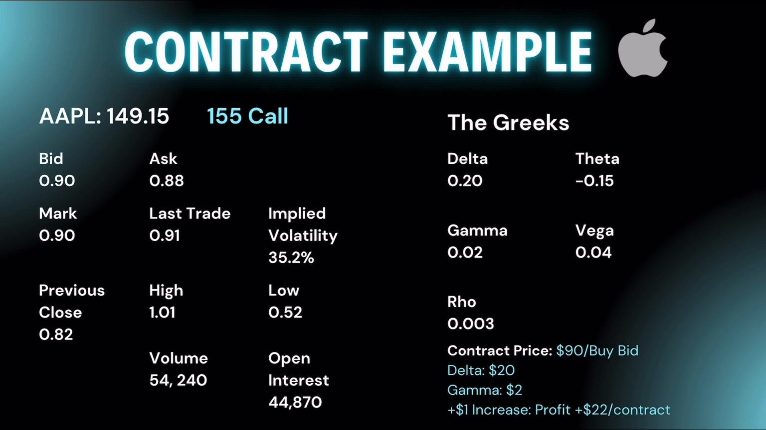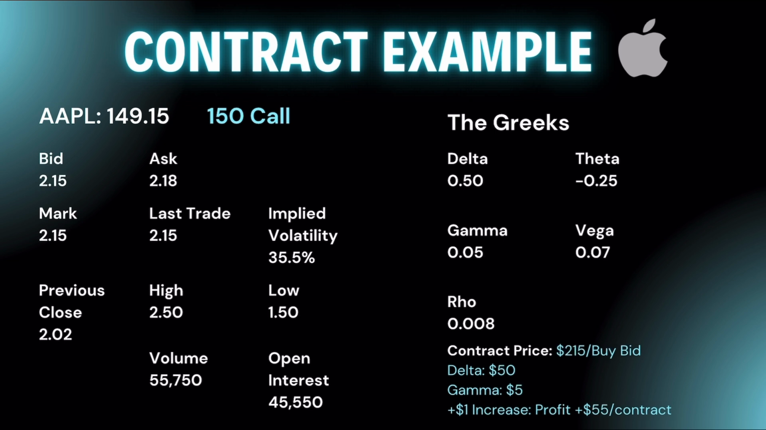But if you look at the 150 call, the delta and the gamma are higher. So you of course stand to make more money. And of course, with these contract prices being higher, it only makes sense that way, right? So we're looking at the 150 call. Oh, and another thing I do want to note, this is for beginner traders.